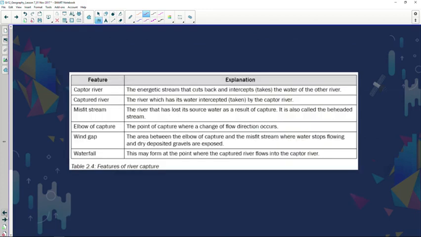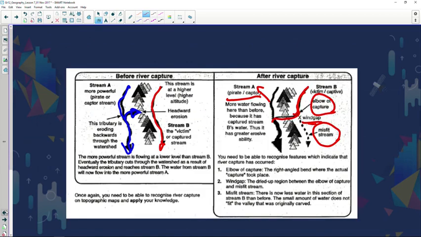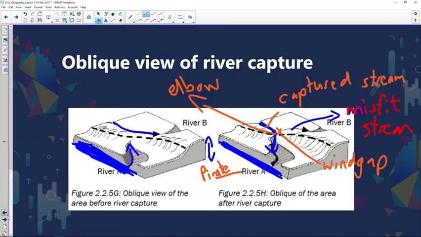Now, this is just the explanation of all of them. The captor river is the one that's energetic. This is the one that might have been rejuvenated, and that's the one taking the water from the other one. Also called the pirate stream. The captured river, also known as the victim stream, is where the water has been intercepted. The misfit stream is a stream that follows eventually, is this one over there, that will eventually dry up.